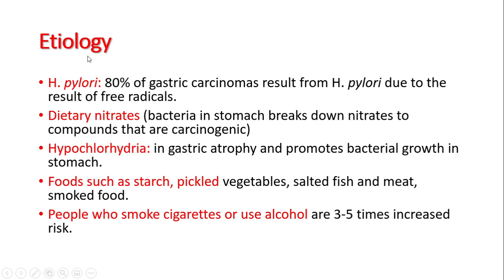The etiology or causes: 80% of gastric carcinoma results from H. pylori due to free radical formation. Chronic H. pylori associated gastritis is associated with chronic production of pro-inflammatory cytokines, proteins like interleukins and tumor necrosis factor. This increase in cytokines increases the risk of gastric cancer in chronic gastritis and results in free radical release.